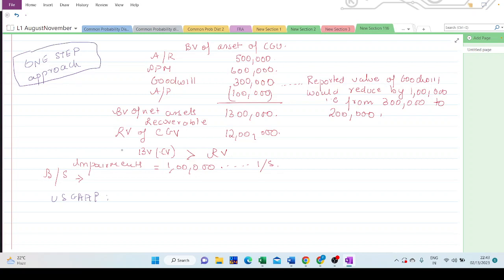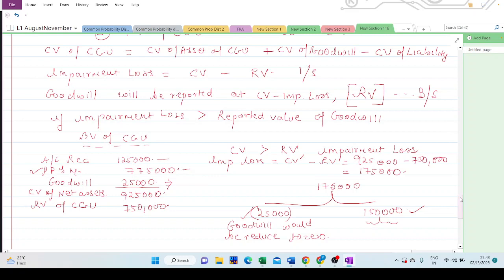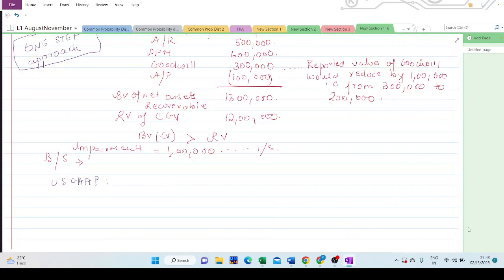How did we have a one step approach in IFRS? Basically we compared the carrying value of the CGU to the recoverable value of the CGU, and if the carrying value was greater than the recoverable value, we said that the goodwill is impaired. Okay. So there was a one step approach, but in US GAAP we follow a two step approach.